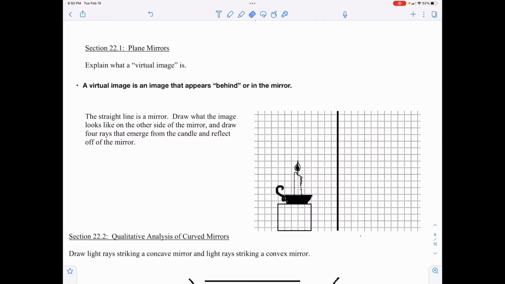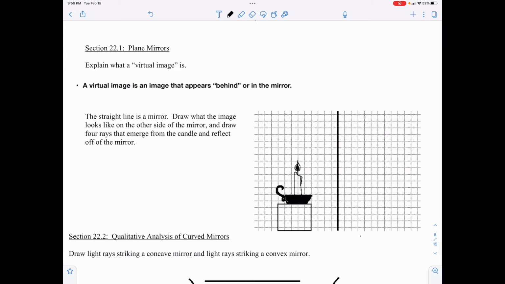Draw a line, a straight line is the mirror. So the straight line you see right here is the side view of a mirror. And you can see a candle is placed in front of the mirror. Draw what the image would look like on the other side of the mirror. Draw 4 rays that emerge from the candle and reflect off of the mirror. So we're going to take our first crack at drawing what is called a ray diagram.